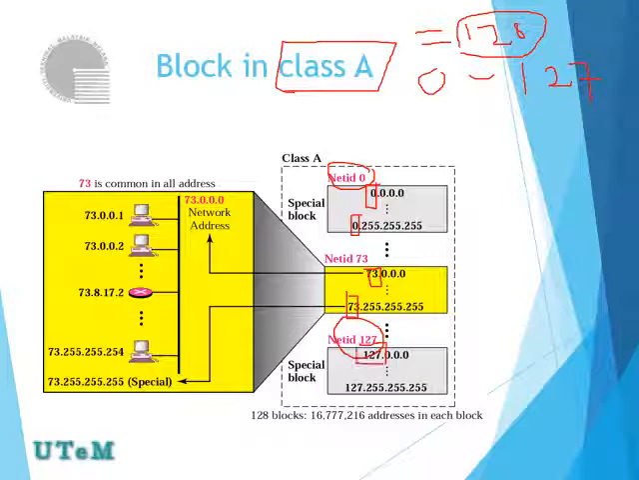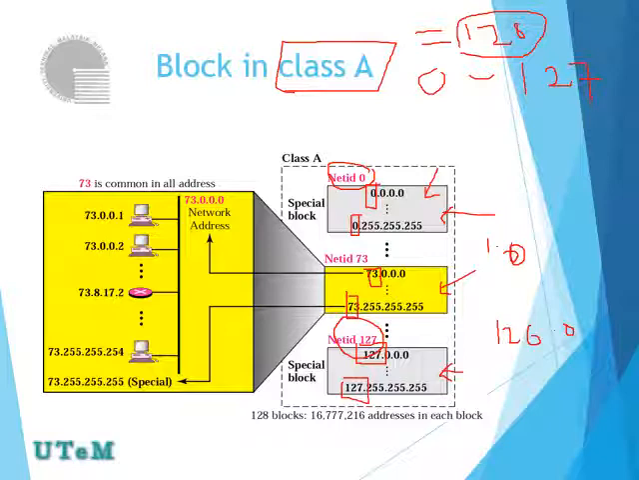This is block 127. Each block has a huge number of addresses, as we have discussed before. In class A, there are two special blocks, block 0 and block 127. They cannot be assigned to any network, because they are special blocks. The valid blocks start from 1.0.0.0 until 126.0.0.0, and these can be assigned to any network.